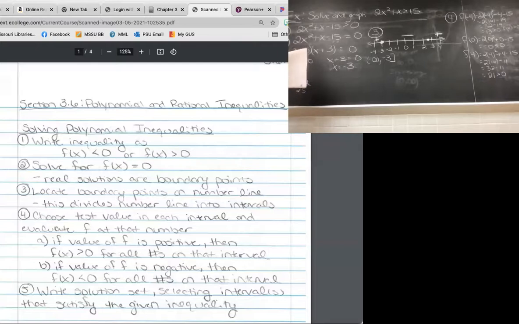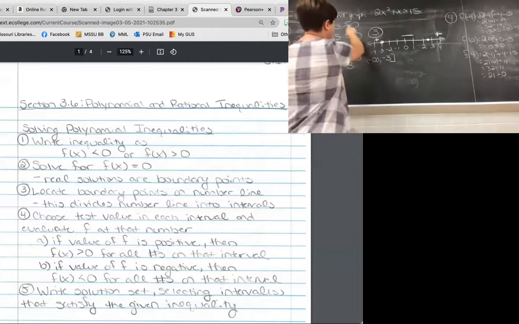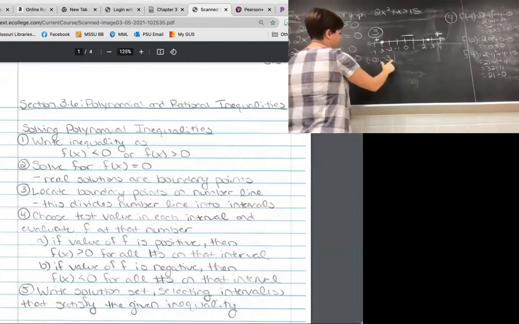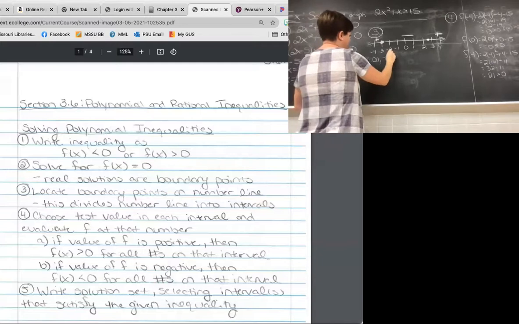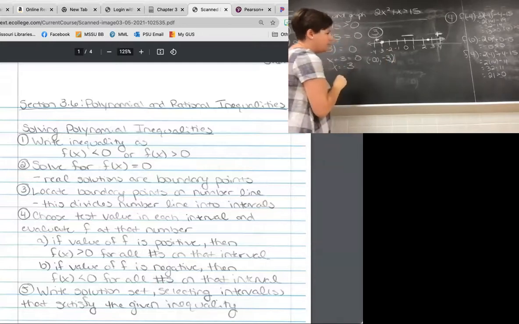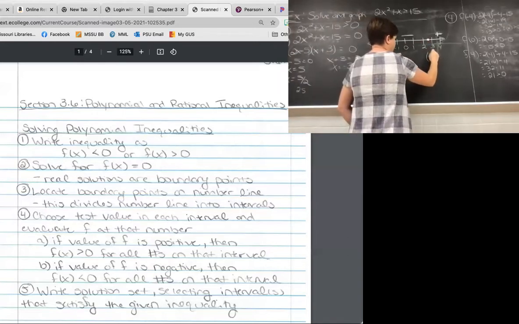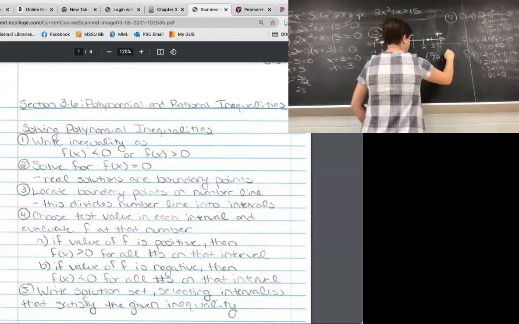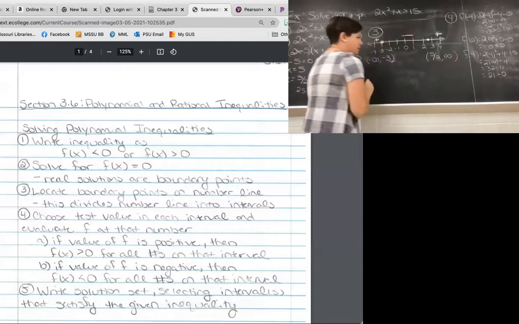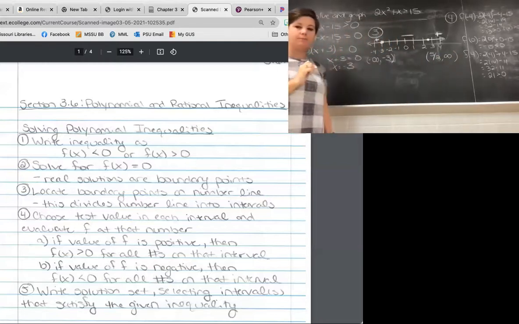Did I include the endpoint? I don't include the endpoint. I'm sorry. The reason I don't include the endpoint is because it just said greater than. It didn't say greater than or equal to, so I don't include the endpoint. Over here, I was positive from 5/2 all the way to positive infinity.